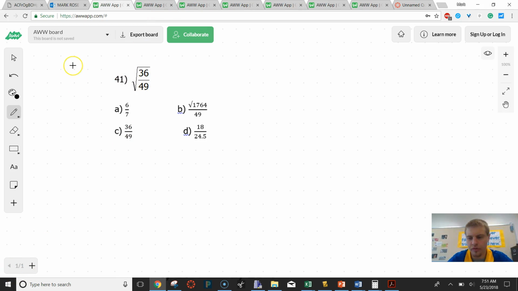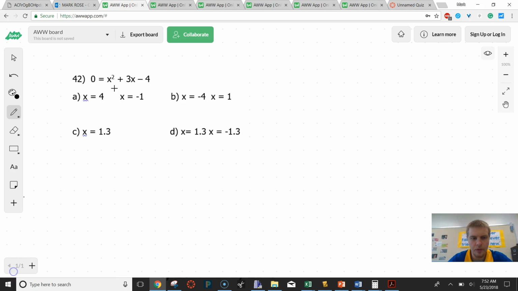Okay, they have a square root of the fraction. We're just going to square root both things if we can. What's the square root of 36? 6. What's the square root of 49? 7. 6 over 7. So for these, what I would do is if you can square root stuff, square root some stuff.